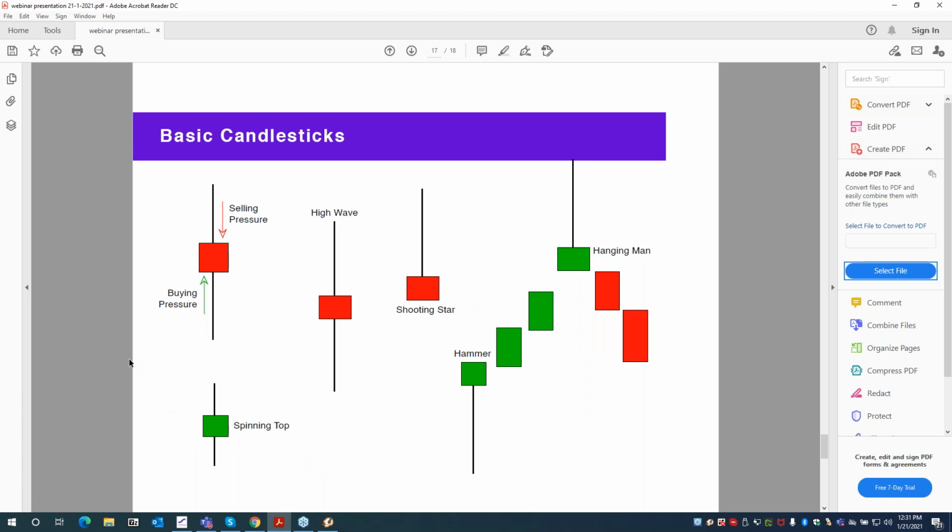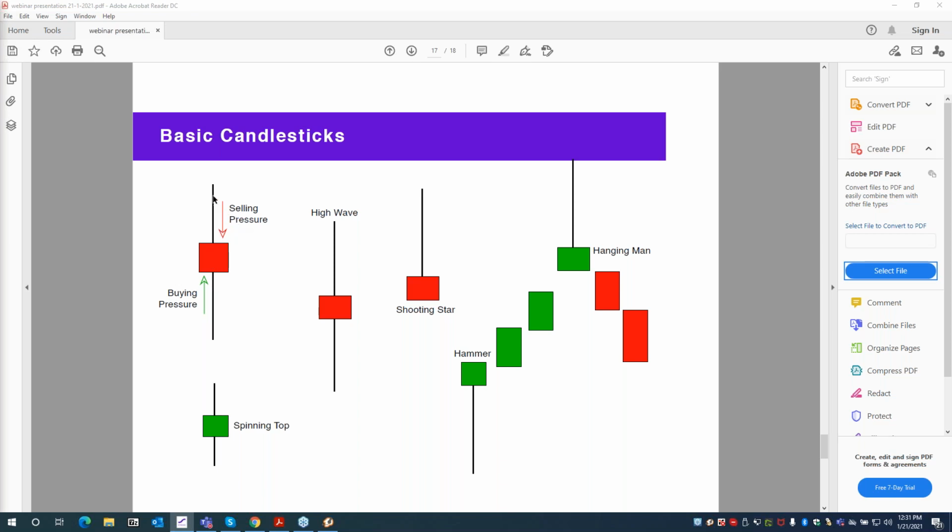Moving on to different candlesticks and how they present themselves, guys. We have so many different types of candlesticks. These are just a few of the basic ones. We have what we call a spinning top here. Okay, sorry, let's start off with the top one here.